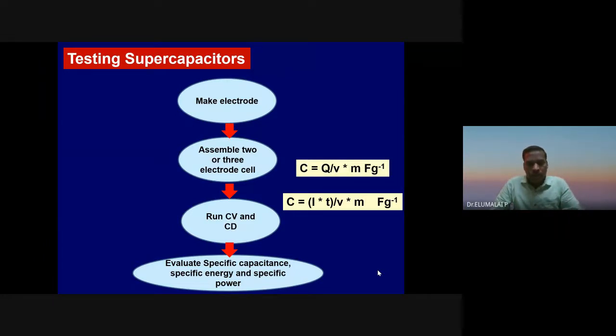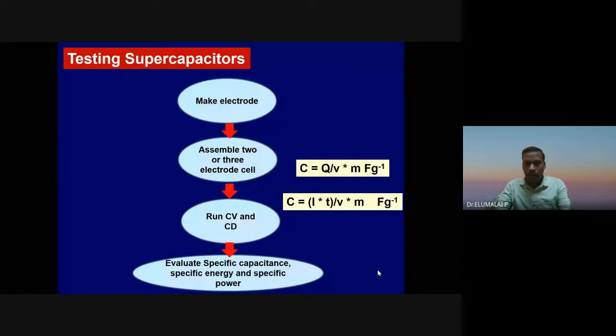You make two identical electrodes in order to construct a symmetric device. Or you take another material, apply the same process, and make that electrode also. One electrode is iron oxide, another electrode is carbon. You will end up with an asymmetric supercapacitor.